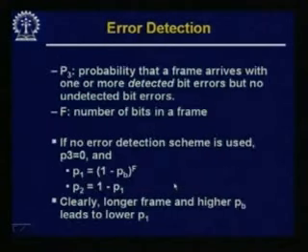P3 is the probability that a frame arrives with one or more detected bit errors, but no undetected bit errors. Sometimes we can detect which bits are in error, sometimes we cannot. We will come to this later. And let F be the number of bits in a frame. If no error detection scheme is used, suppose we are not detecting things specifically, then P3 is 0, since we cannot detect which bits are in error.